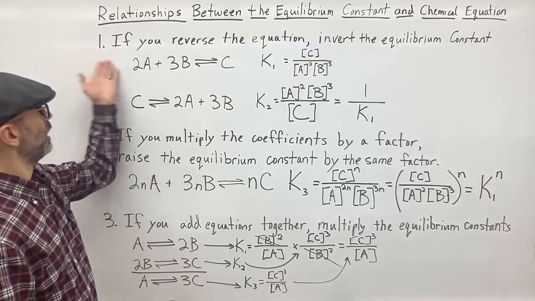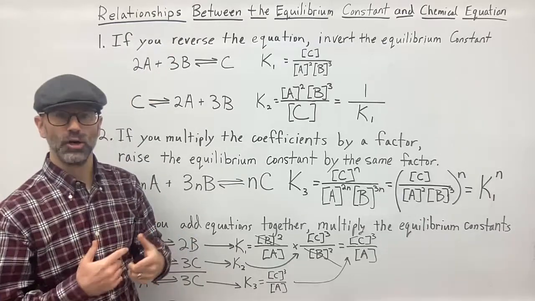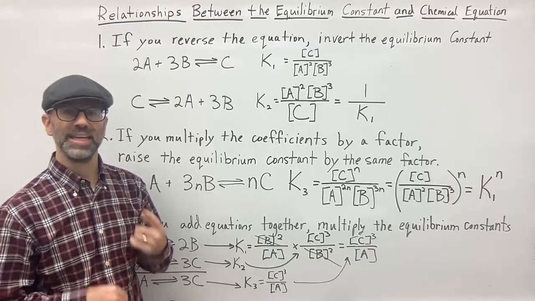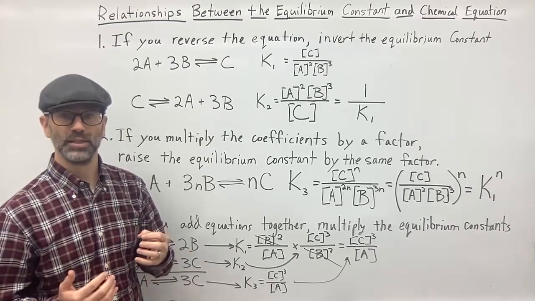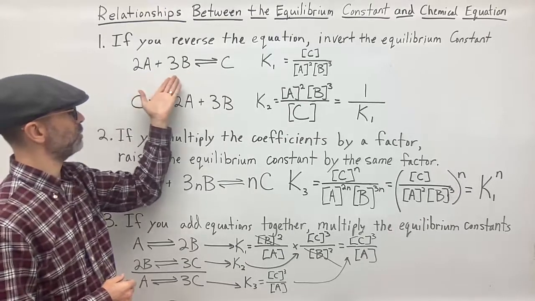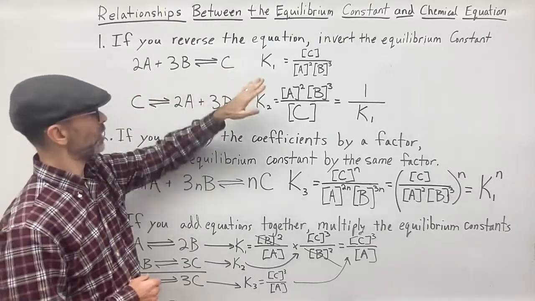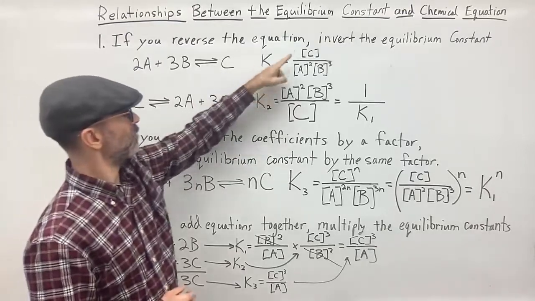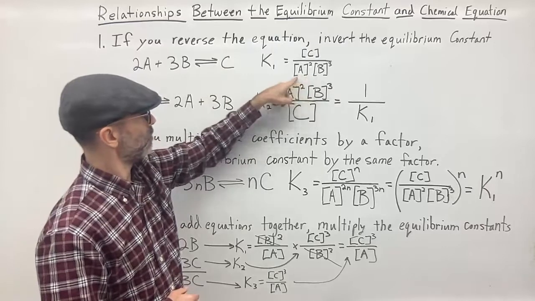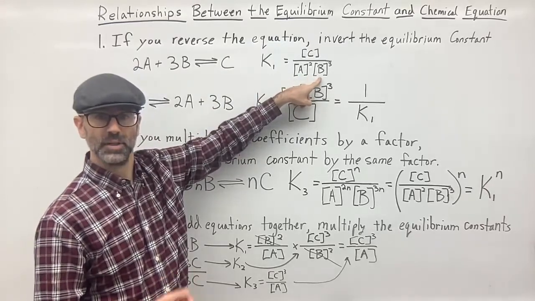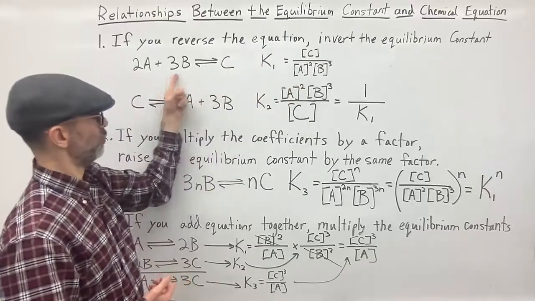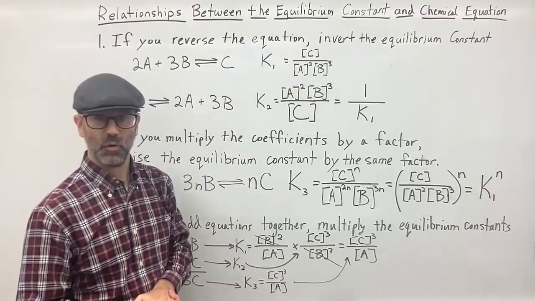First, if you reverse your equation, you have to invert the equilibrium constant. That means the new equilibrium constant for the reversed equation will just be the inverse of the equilibrium constant of the original equation. As an example, my original equation is 2A plus 3B gives me C as a product. The equilibrium constant for that reaction is, remember, the concentration of the product raised to its coefficient, which is 1, and on the bottom are the concentrations of the reactants raised to their coefficients. So we have 2 for A and 3 for B. This is the equilibrium expression for this equation.